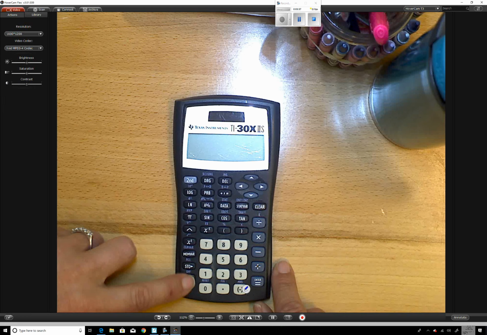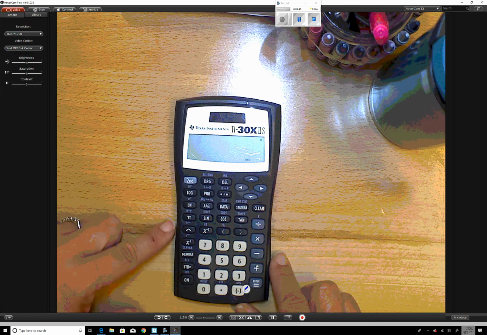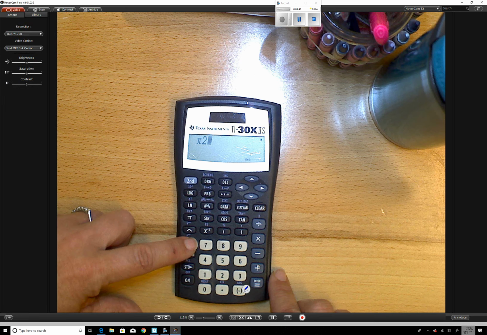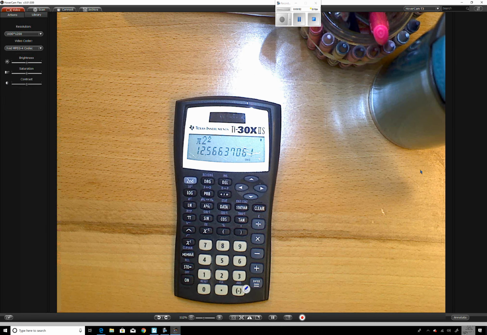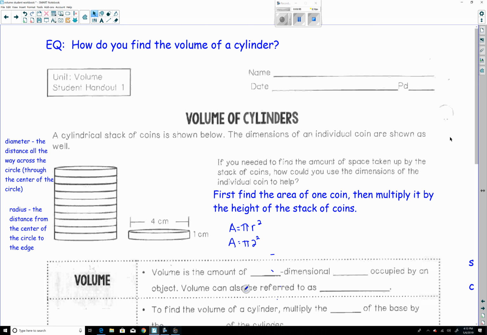So I'm going to turn my calculator on, clear it, and I said pi times 2 squared because the radius I said was 2. So enter that, and I get 12.56637, etc. We're going to round that to 2 decimal places, or to the hundredths place. So since it's 12.566, I'm going to round to 12.57. So the area of the base is 12.57.